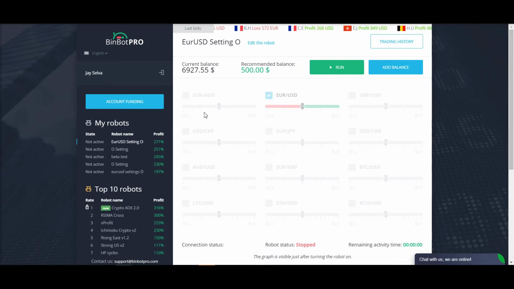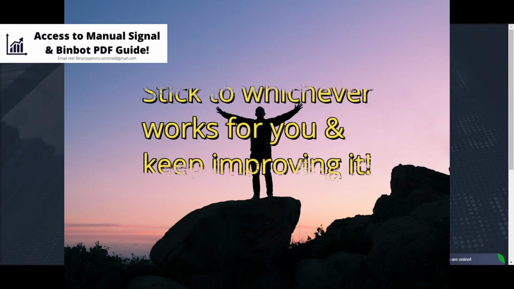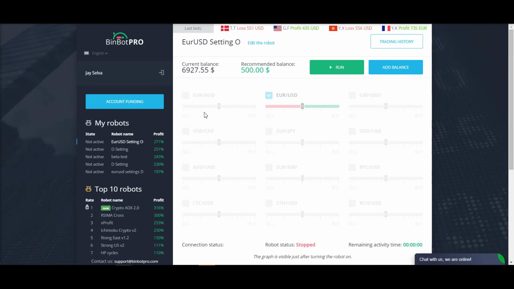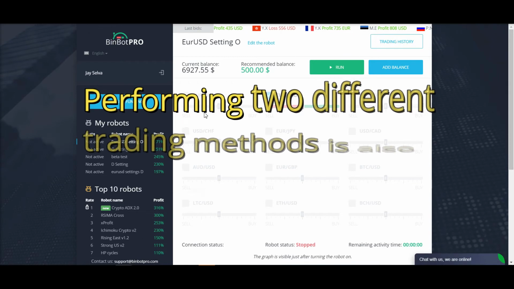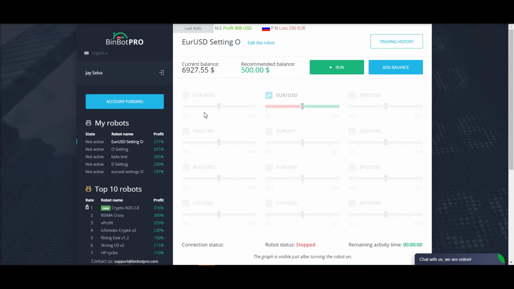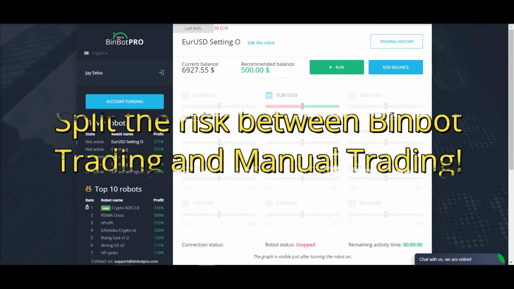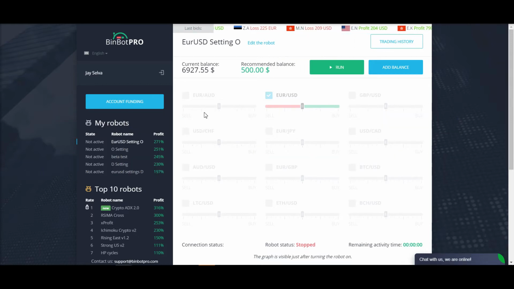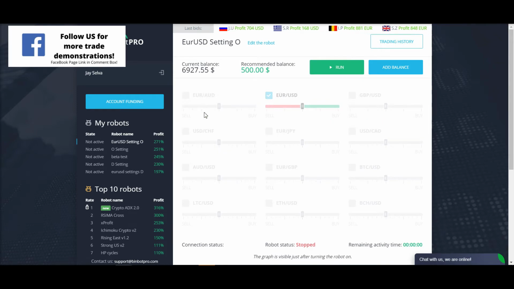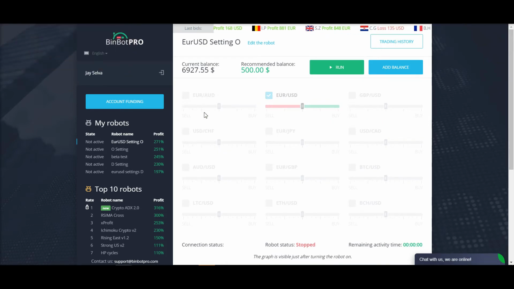In fact, I do recommend sticking to whichever trading method works for you if you already have one. I personally do both, with one manual trading and also Binbot Pro trading. However, I separate these two accounts for easier tracking, and so we don't share the risk between these two different methods. Binbot Pro has its own risk, and manual trading has its own risk as well. At the end of the day, Binbot Pro and manual trading work well for me, and they're capable of showing positive results so far. So let's begin the first recorded trading session, and I will demonstrate the new beta test settings in the following segment.